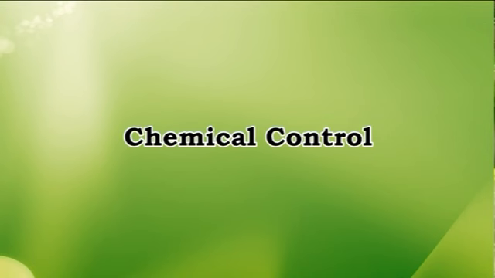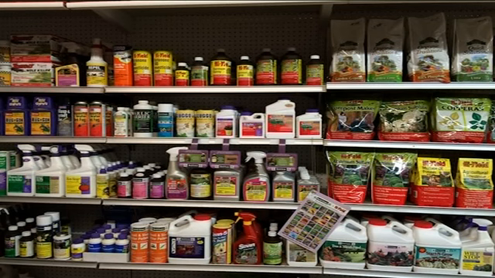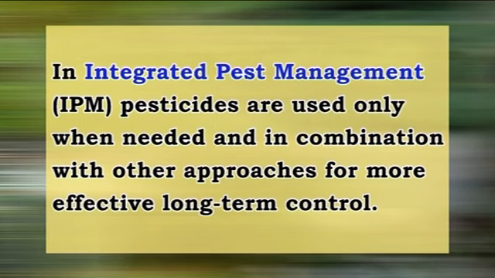Chemical control. Chemical control is the use of pesticides. In integrated pest management, pesticides are used only when needed and in combination with other approaches for more effective long-term control. Also, pesticides are selected and applied in a way that minimizes their possible harm to people and the environment.